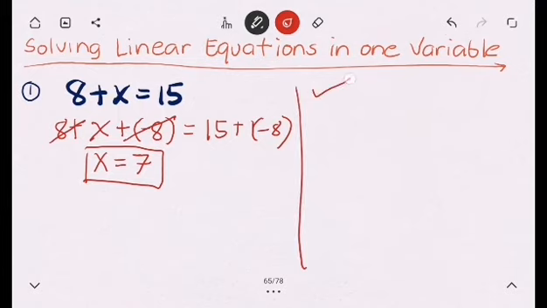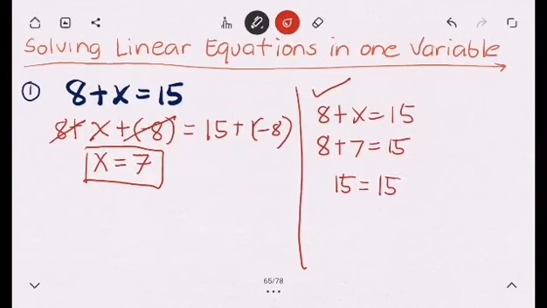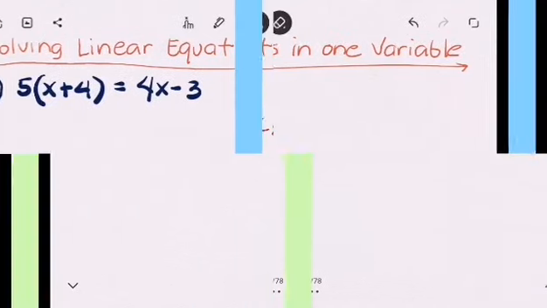Okay, so let's try to check. So, in checking, yung original equation natin, kopyahin lang and then palitan yung variable. So, ang variable na nakuha natin or value ng x natin is 7. So, 8 plus 7 is 15. Okay, so correct. So, ibig sabihin, we got the correct solution for our first example.